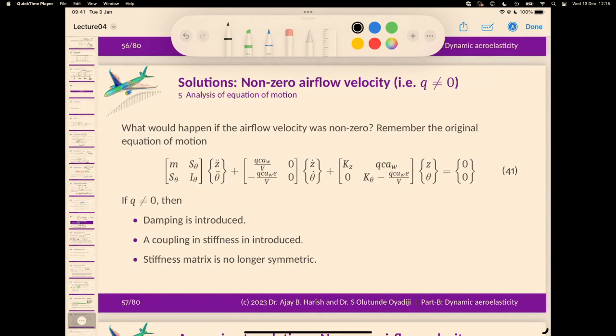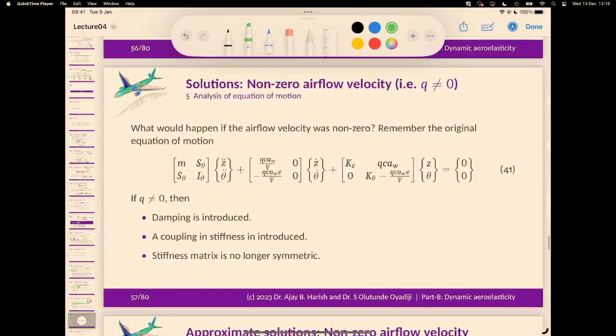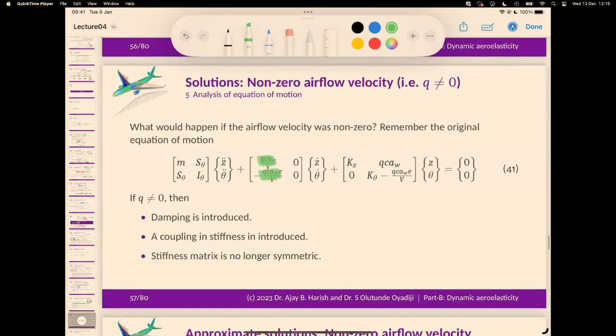Now, let's assume that there's some airflow velocity. Right, Q is not equal to zero, okay? If we go back into substituting our equation of motion, we can see that there are some damping terms coming into the picture, and so additional contributions into the stiffness terms. What is happening here is now we have a damping, which is unsymmetric, and we also have a stiffness, which is unsymmetric.